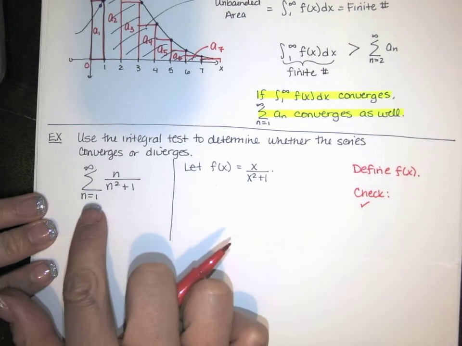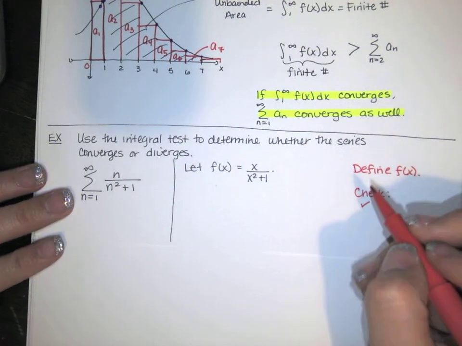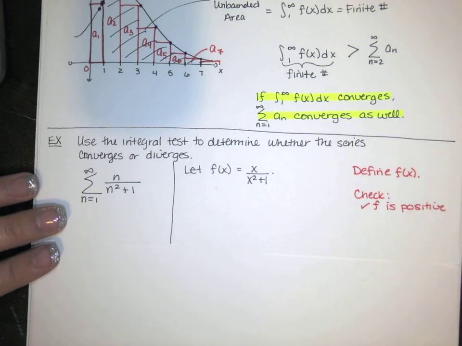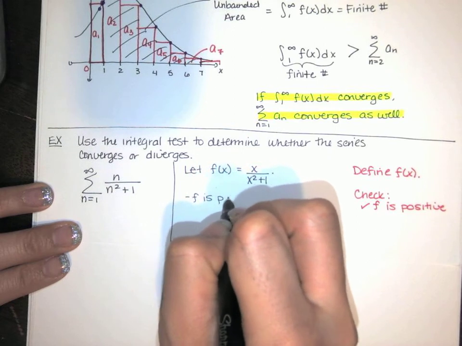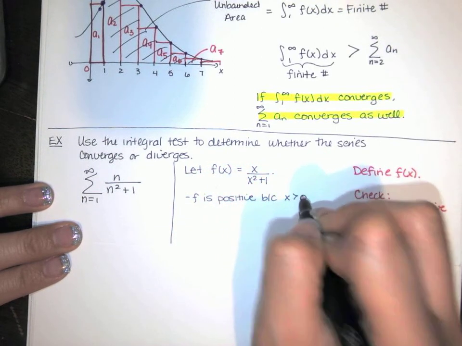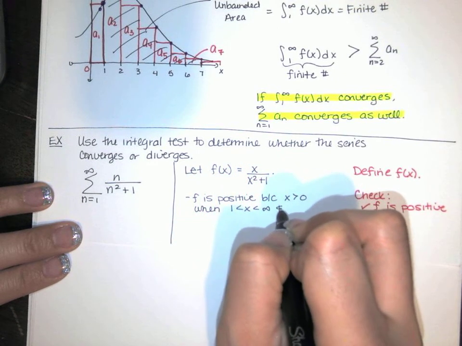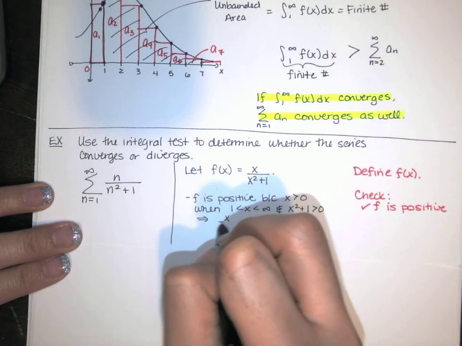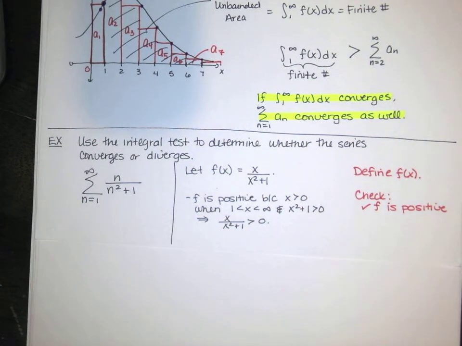Is f positive on the interval from 1 to infinity? Sure, it's positive. I'll write it out. I'll say f is positive because x is positive when we're on the interval from 1 to infinity. And of course, x squared plus 1 is positive. And that implies that a positive over a positive, that's our f, is also positive. Okay, so f is positive.